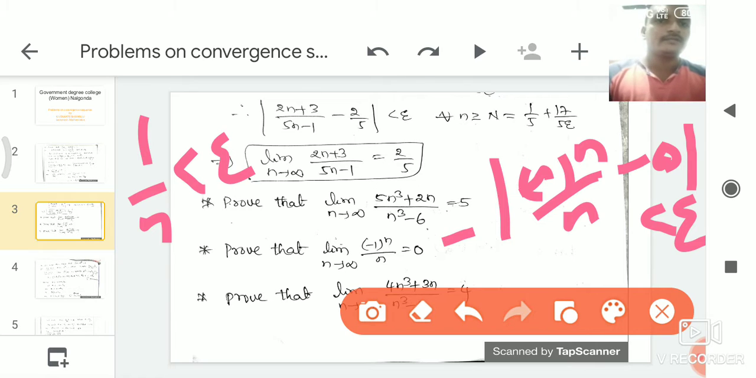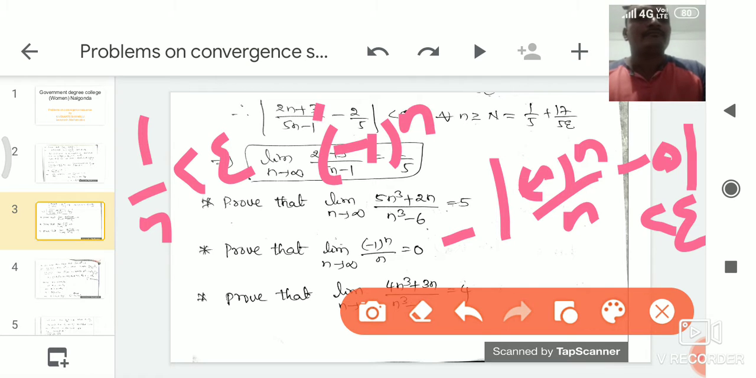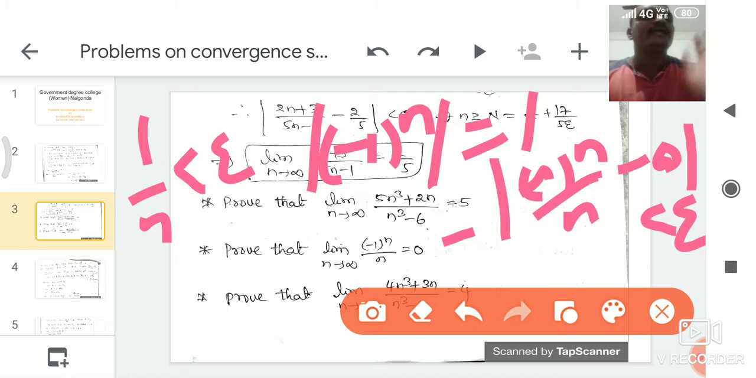Prove that limit n tending to infinity of (minus 1) power n by n is equal to 0. In that problem, the given sequence Sn is (minus 1) power n by n and the limit value L is equal to 0. So what is the definition of limit point of a sequence? Mod Sn minus L is less than epsilon. So mod of (minus 1) power n by n minus 0 is equal to mod of (minus 1) power n by n, which is 1 by n only. Why? Because mod of (minus 1) power n is equal to 1 only.